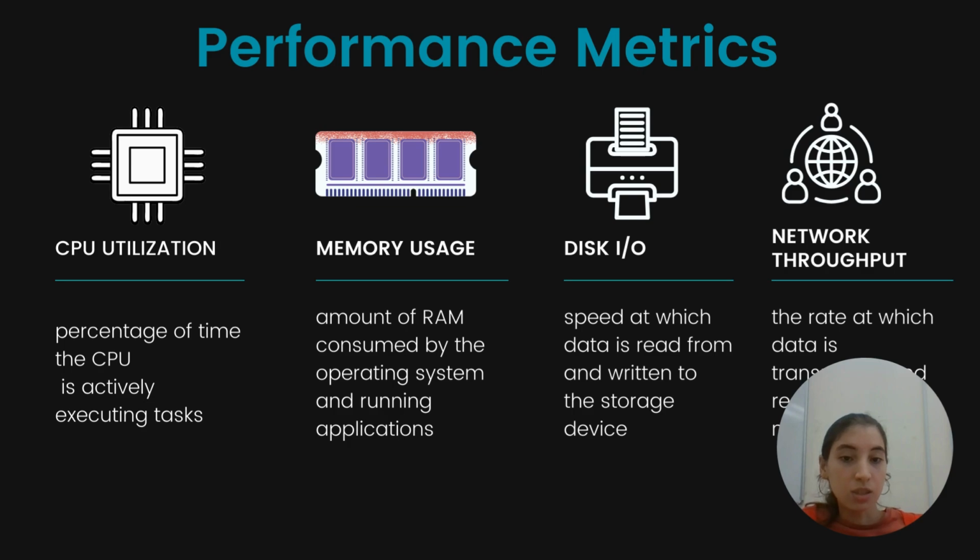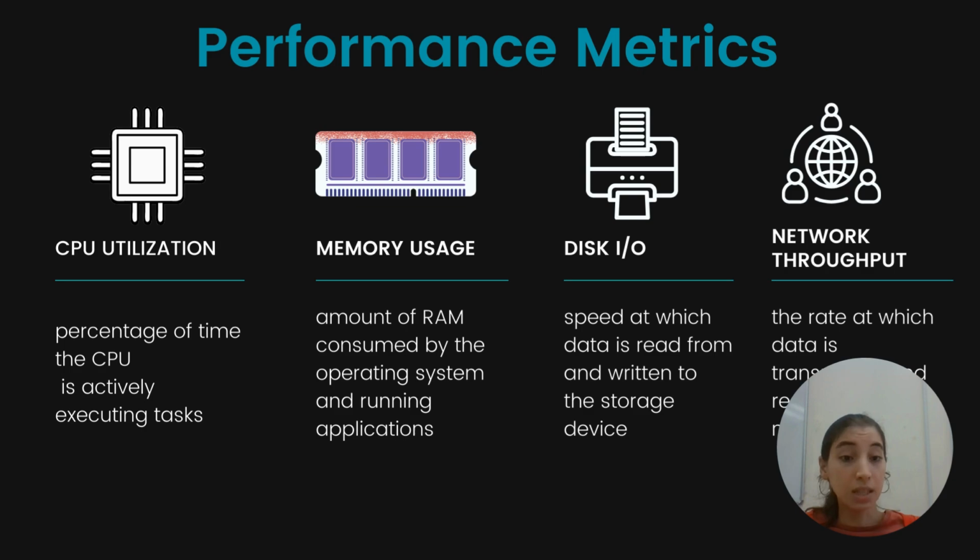So let's get started with CPU utilization. CPU utilization measures the percentage of time the CPU is actively executing tasks. If we have high CPU utilization, this can indicate that the processor is handling many tasks simultaneously. This can affect the overall system performance, potentially leading to slowdowns if the CPU is overloaded. Next, we have memory usage. Memory usage refers to the amount of RAM consumed by the OS and running applications. Efficient memory management ensures smooth system operation and helps prevent slowdowns.